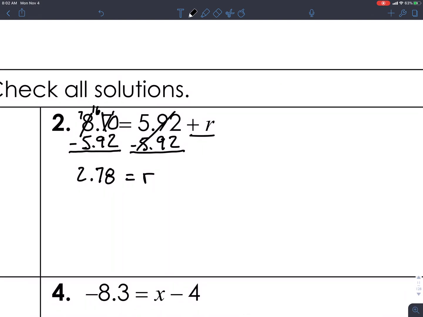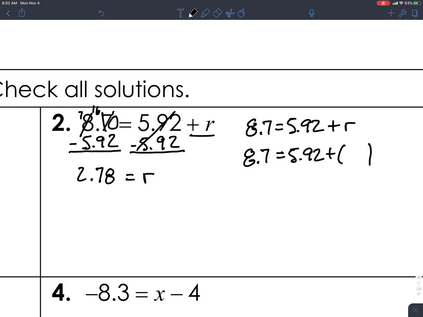Now do it over to the right. I'm trying to get you guys to do things in a certain way, and that's the way I want it done so I can see what you're doing. We rewrite the original equation. 8.7 is equal to 5.92 plus r. Rewrite everything, and I take out the variable and put in parentheses. It's a terrible parenthesis right there. But I'm going to put in what I found r to be. It's over here, 2.78. Okay?